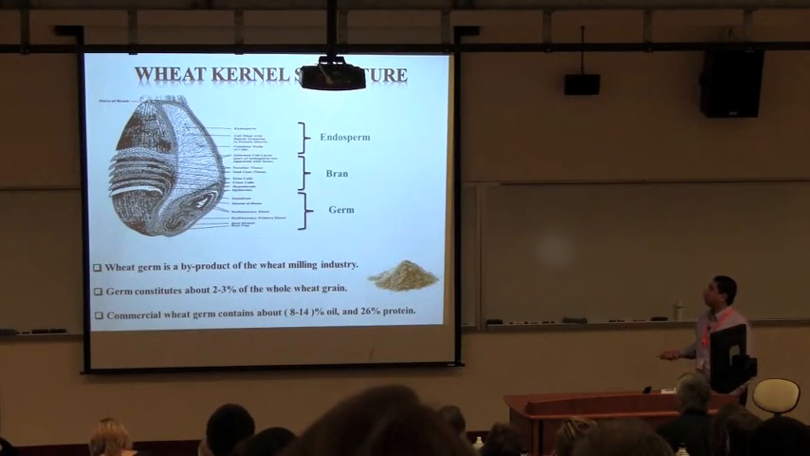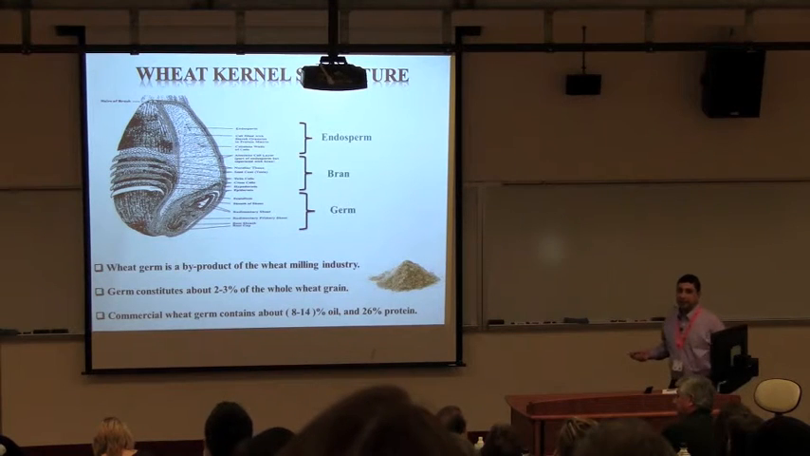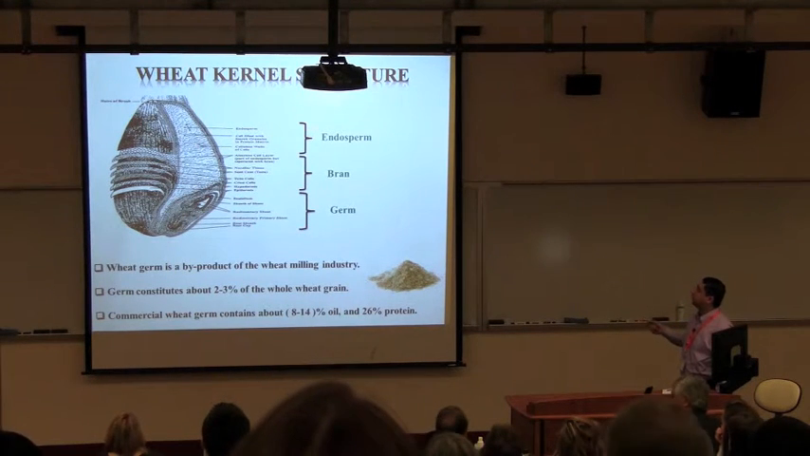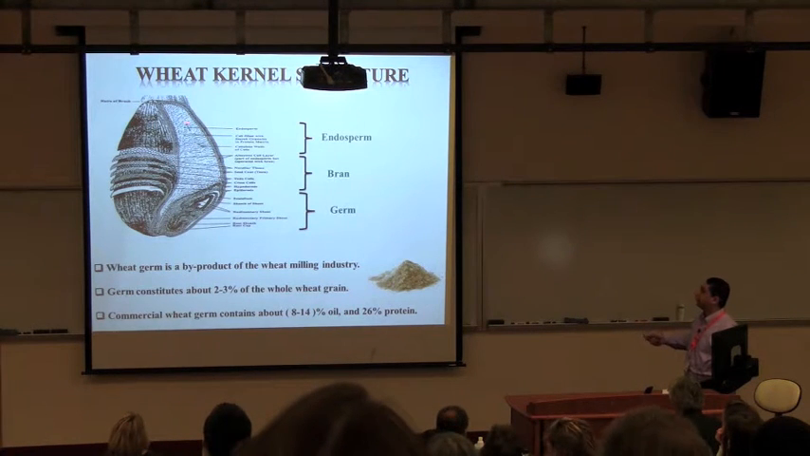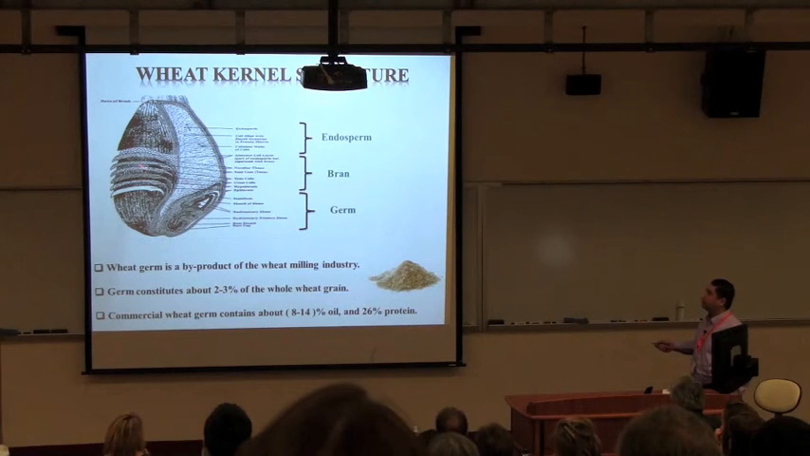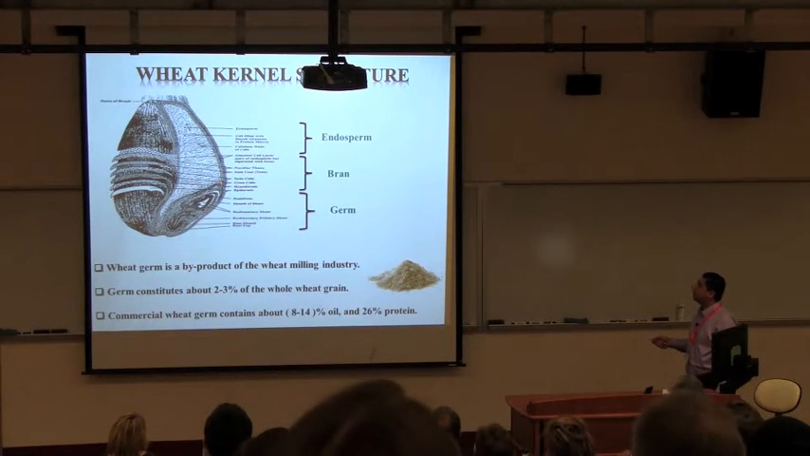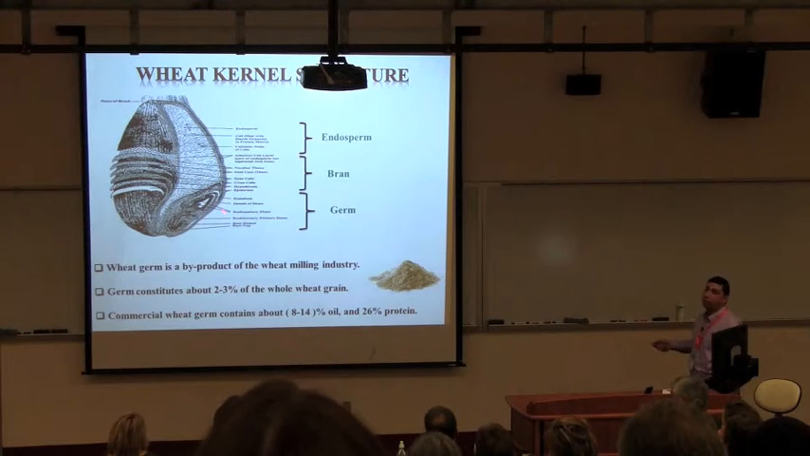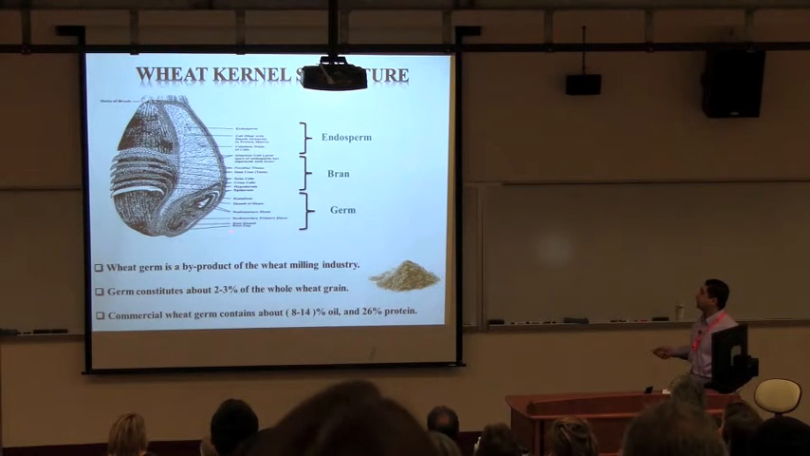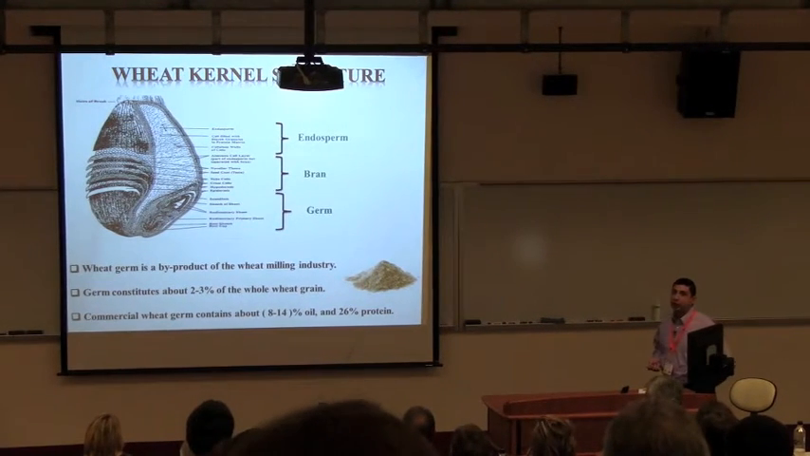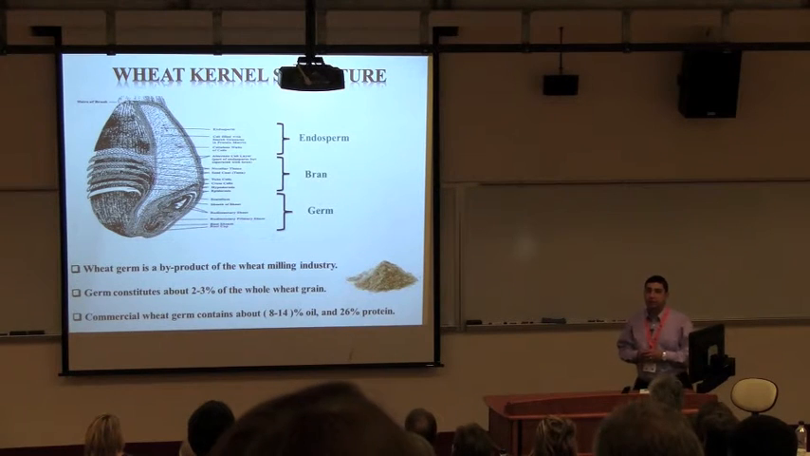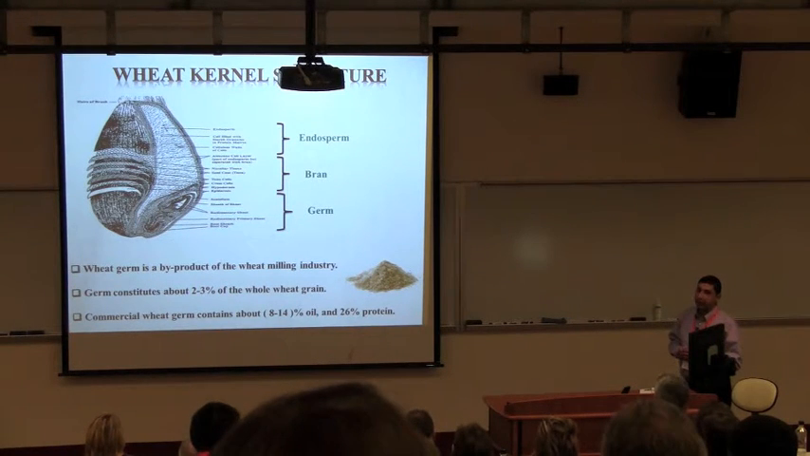So what is wheat germ? Wheat germ is a byproduct of the wheat milling industry, and this picture shows the wheat kernel structure. The wheat grain consists of starchy endosperm, which is about 80 to 85% of the whole wheat grain, surrounded by a protective layer of bran, which is about 13 to 17% of the whole wheat grain. And germ, which is located at the end of the wheat kernel, represents about 2 to 3% of the whole wheat grain. Wheat germ contains about 8 to 14% oil and also 26% protein.